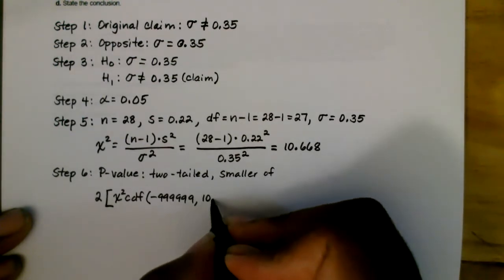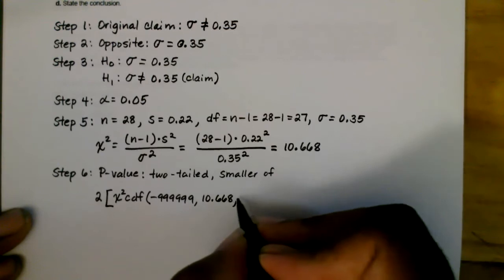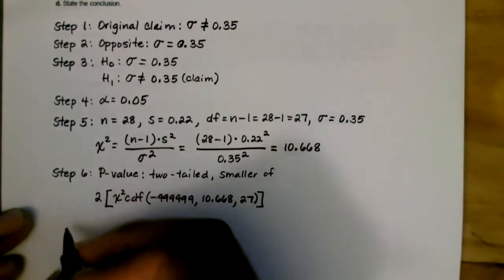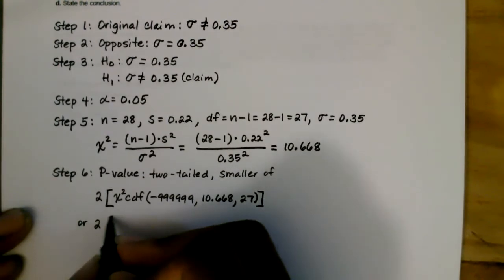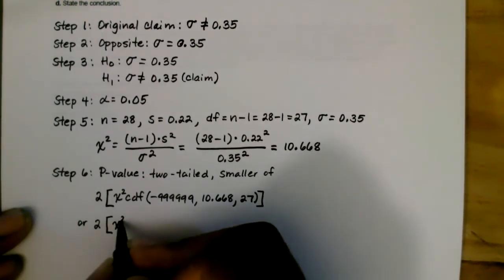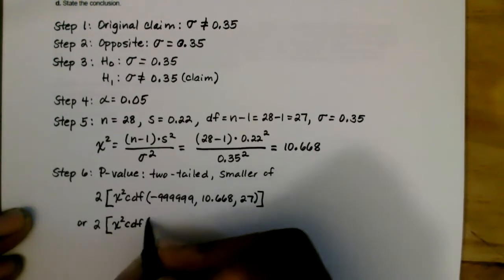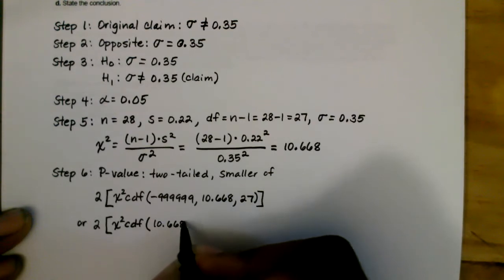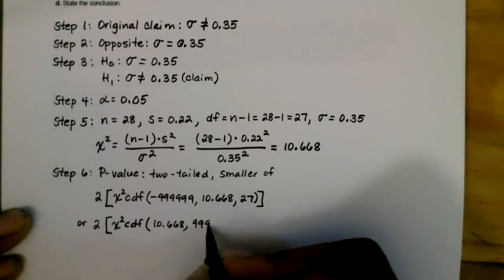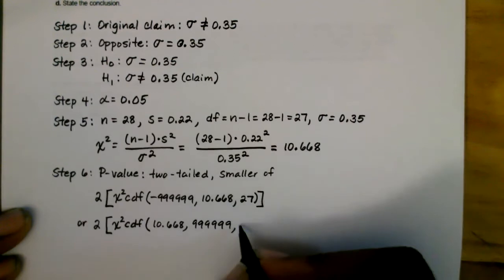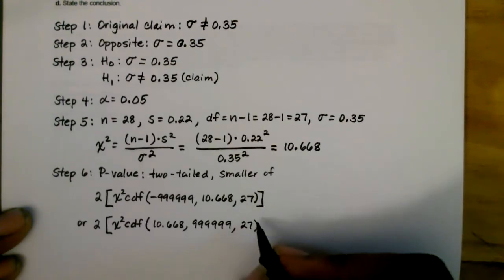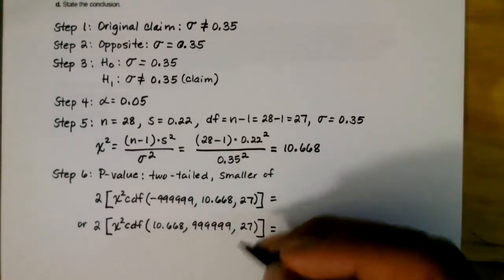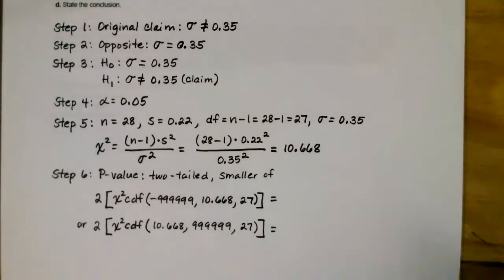Then your test statistic 10.668, and then your degrees of freedom 27. Or this 2 times chi-square CDF. First your test statistic 10.668, and then the upper limit will be at least 6 nines, and then your degrees of freedom 27. It's going to be the smaller of these two values here.